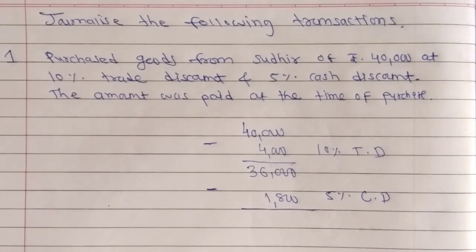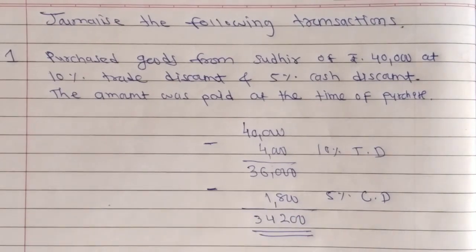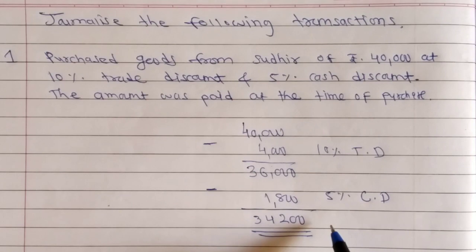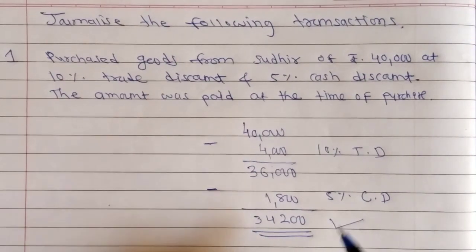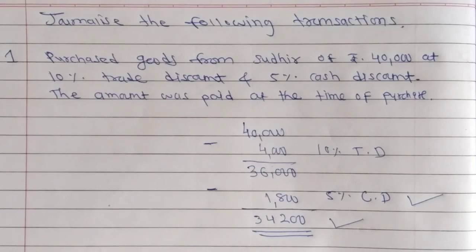So what amount do we have to pay for this purchase? We have to pay only 34,200. So this amount we have actually paid for the purchase. This is the discount received because we have purchased goods. So now how the journal entry will be passed, we have to see.